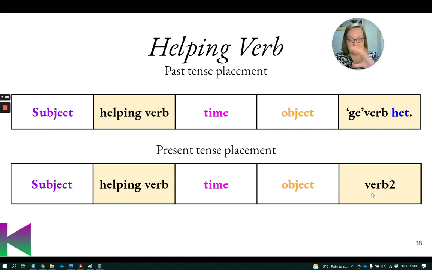But this is the basic thing with helping verbs, the sentence structure. The helping verb goes to the second word. It pushes the main verb to the end. And if it's past tense, it's a verb and a het. If it's present tense, it's just the verb. There you go. So let's look at some sentences with the helping verb in past tense.